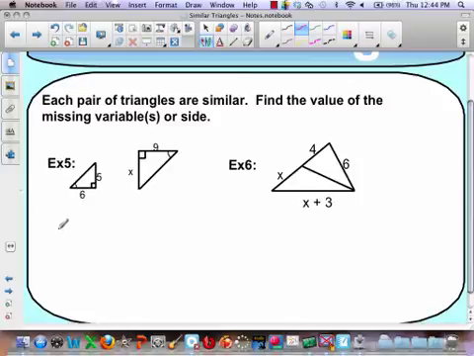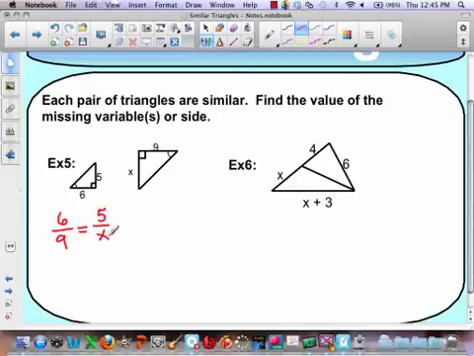All right, so we're going to use 6 over 9. How do you know that those two correspond together? They're both between the two angles. Okay, good. Now what? Then it would be 5 over x.